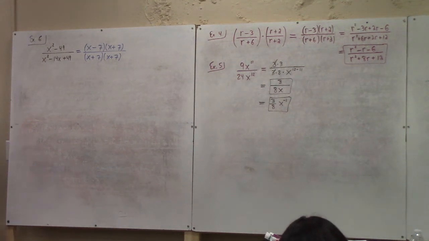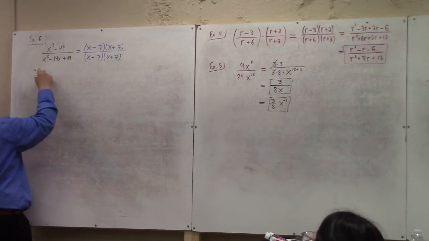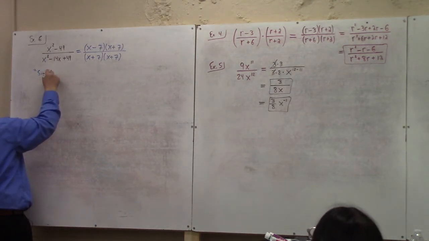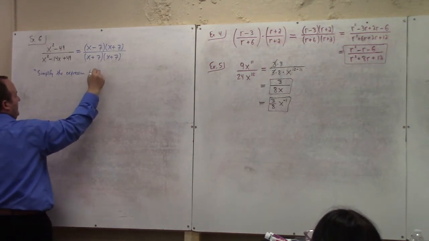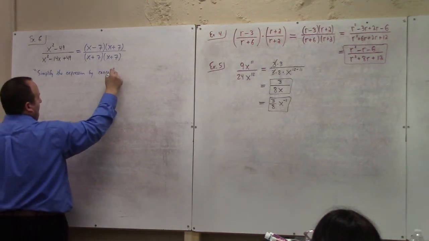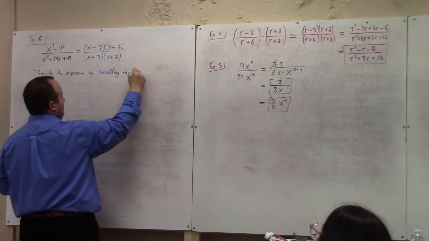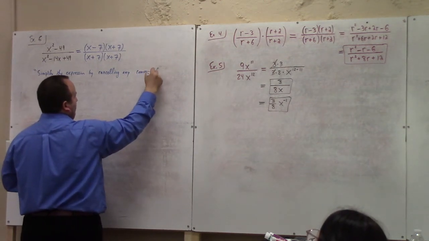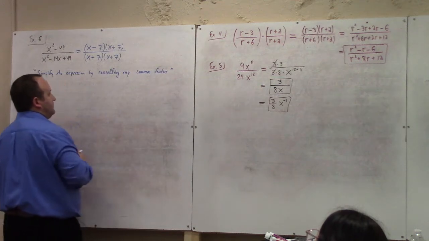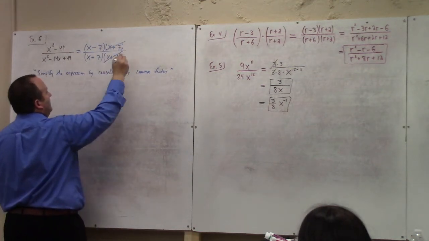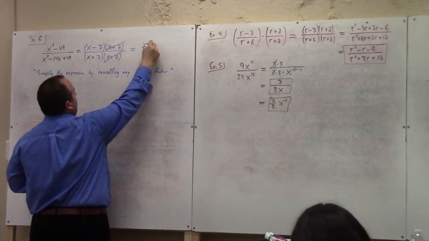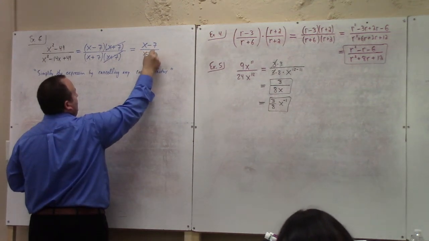So here's the sentence I would likely give you in this problem. I'd say something like, simplify the expression by canceling any common factors. Maybe I'd say something like that in the instructions. Get rid of the x plus 7, right? These cancel out. And that leaves us with what? Right? And that's it.